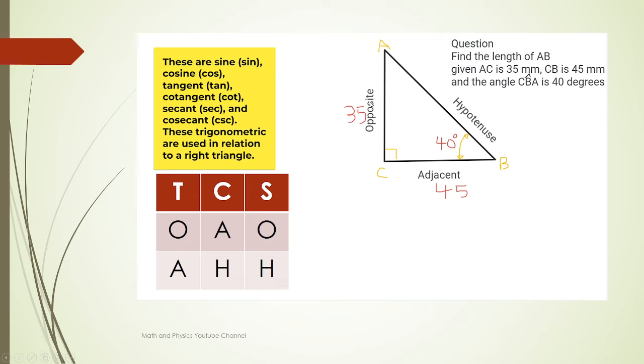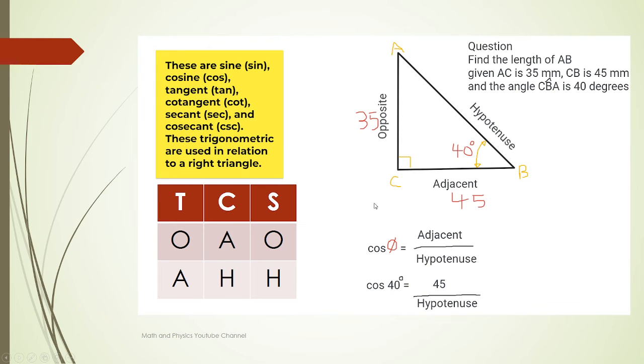So remember, the side that is opposite to the given angle is referred to as the opposite, and the side that is beside or adjacent to the angle is called the adjacent, and then the longest side on the triangle is called the hypotenuse. Okay, now I'll be showing you how you can use cos to find the answer.